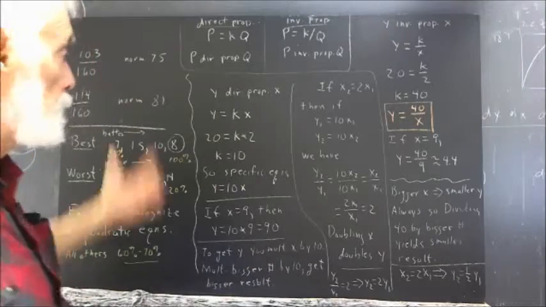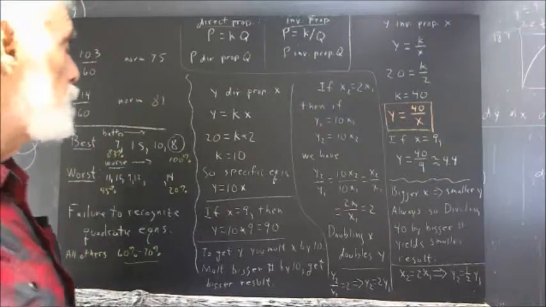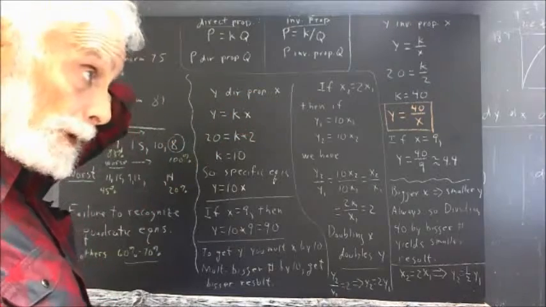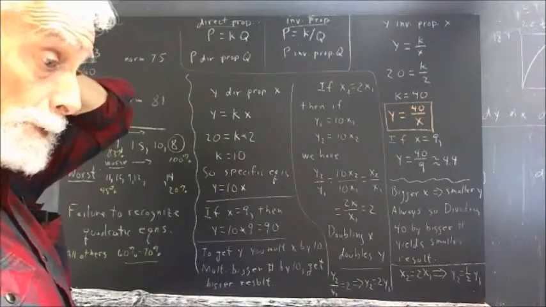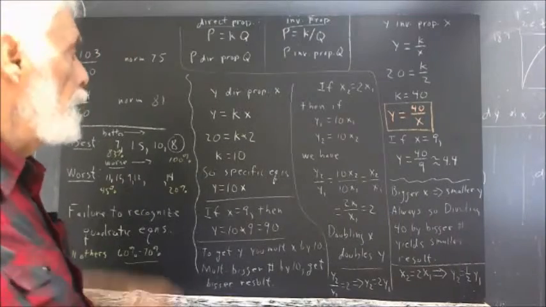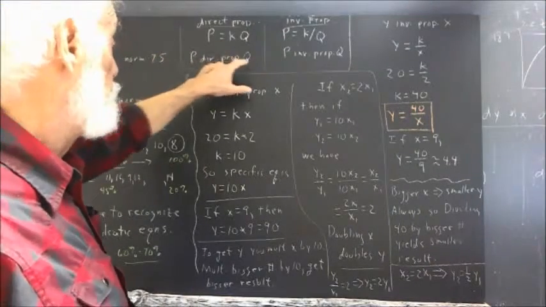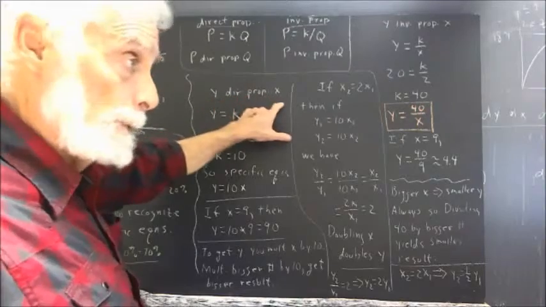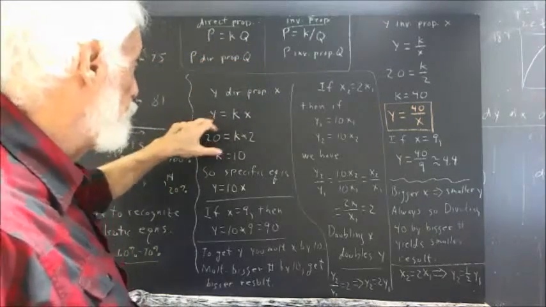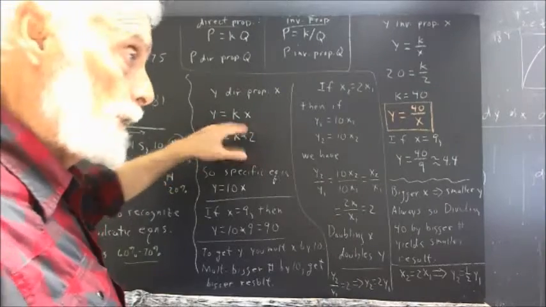Okay, so the first problem says that Y is directly proportional to X, and we ask how you would write the equation and so forth. Well, instead of P directly proportional to Q, we have Y directly proportional to X. So instead of P equals KQ, we're going to have Y equals KX. Everybody got that?